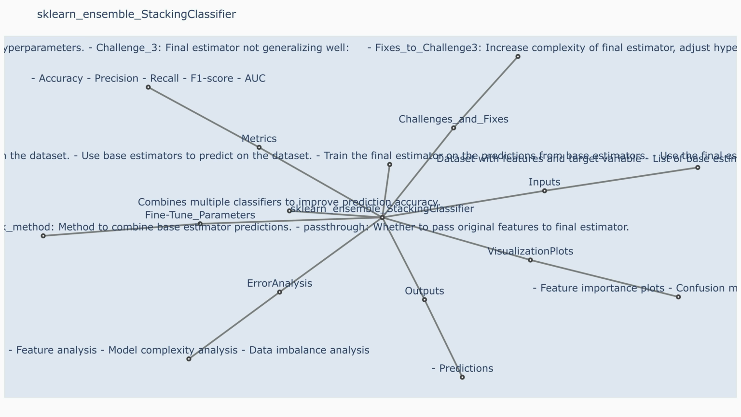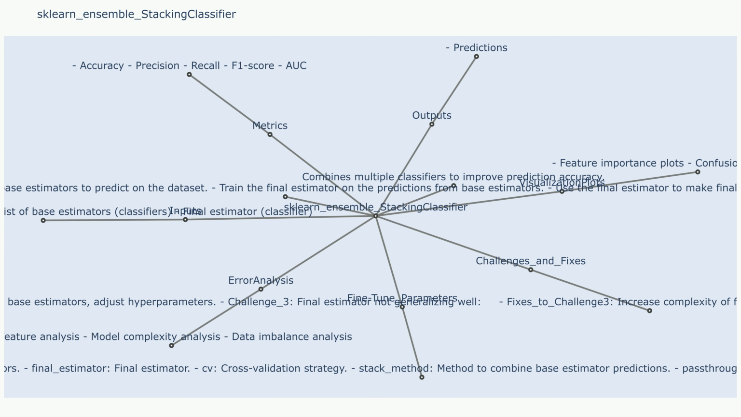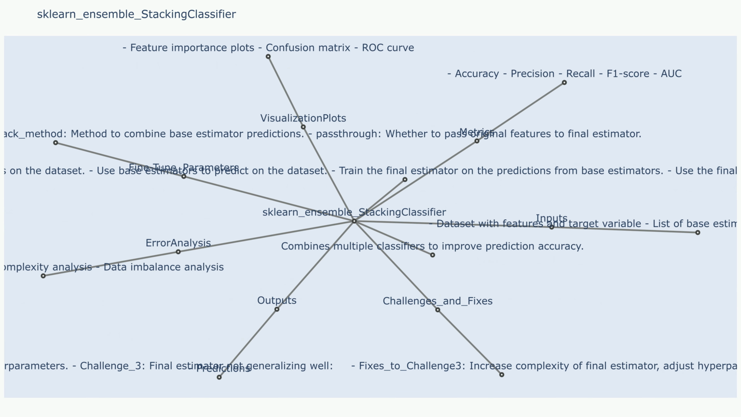sklearn.ensemble.StackingClassifier. Stacking Classifier. Description: The stacking classifier is a powerful ensemble method in scikit-learn that combines multiple base estimators (classifiers) to create a more robust and accurate prediction model. It works by training individual base models on the original dataset and then training a final meta estimator on the predictions from the base models. This process leverages the strengths of different models and helps to mitigate weaknesses, leading to improved generalization performance.